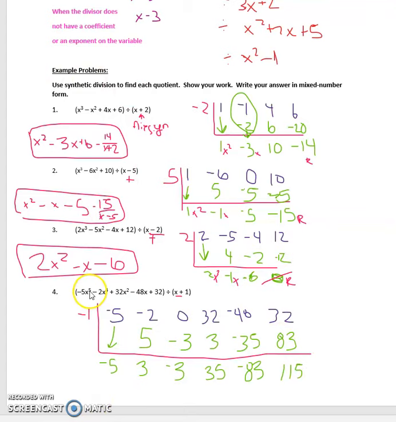So we started off with the 5th power, so we go down 1 to the 4th power. Negative 5x to the 4th plus 3x cubed minus 3x squared plus 35x minus 83 plus 115 divided by x plus 1. And this, my darlings, is your answer. I am not going to rewrite that.